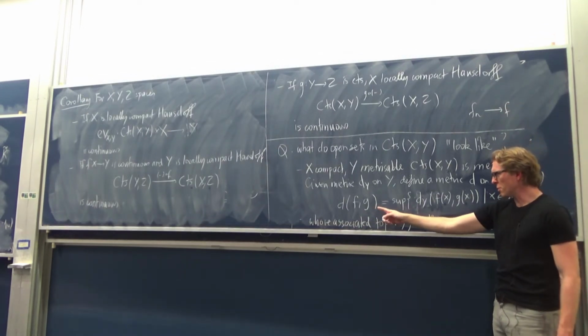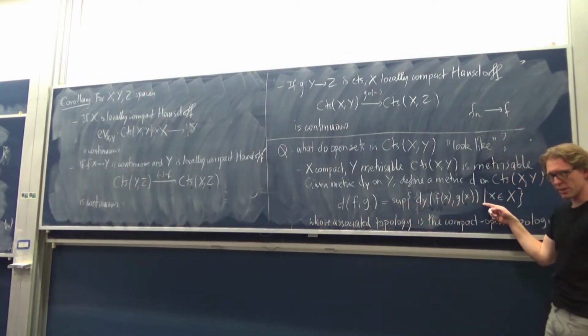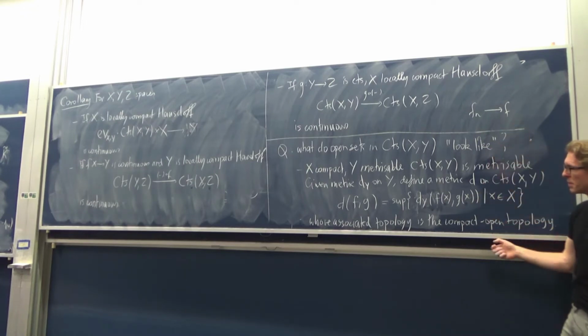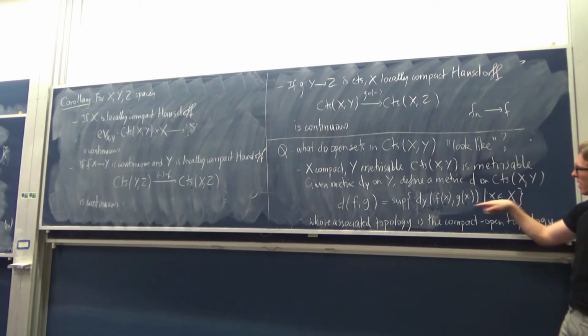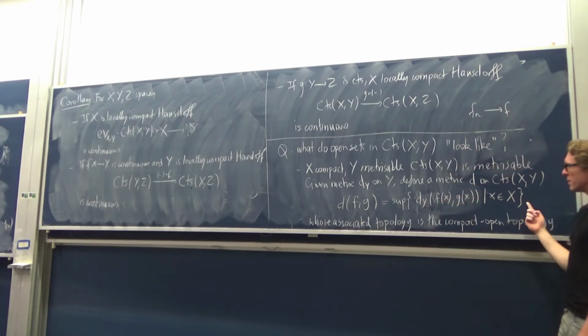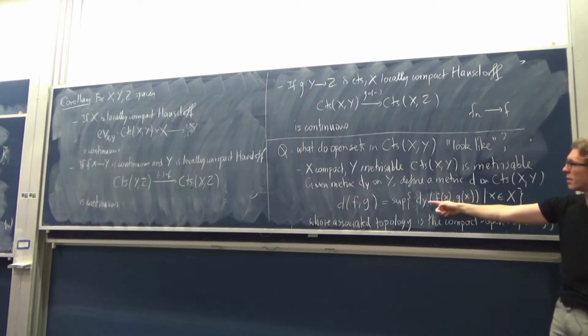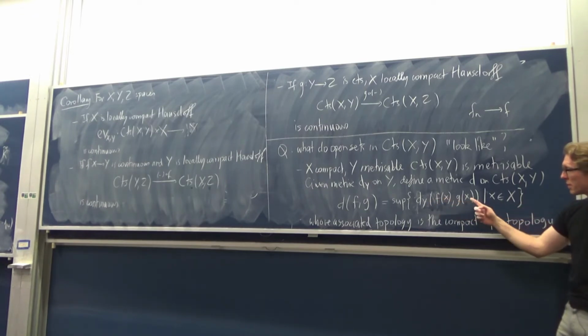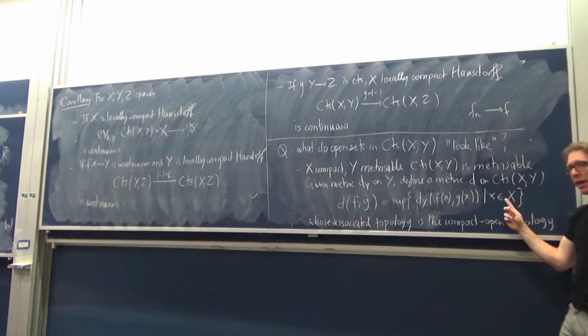Take a sequence of functions. What does it mean to say it converges in that topology? That's well defined, given our discussion of metric spaces and sequences. It would mean that for every epsilon, I can find an n past which this distance is less than epsilon. That is to say, the distance in Y between f of x and g of x is less than epsilon for all x.